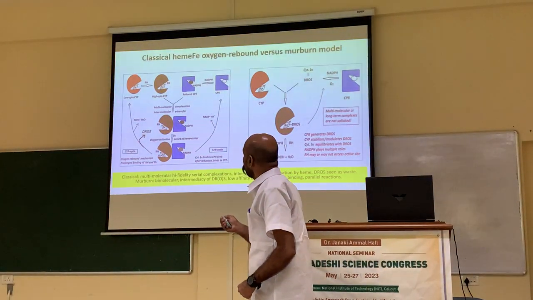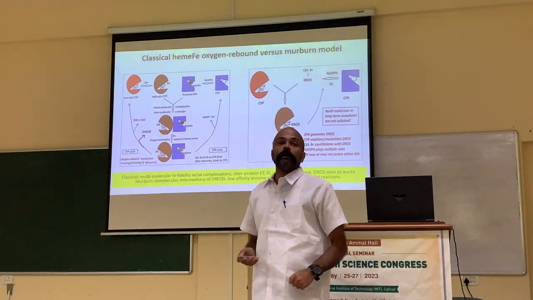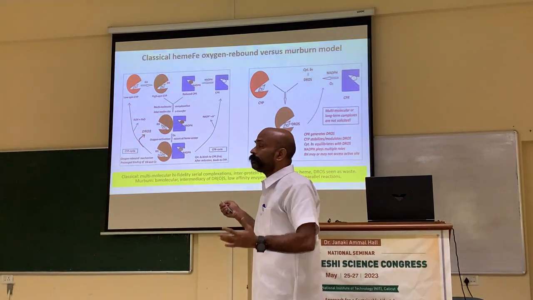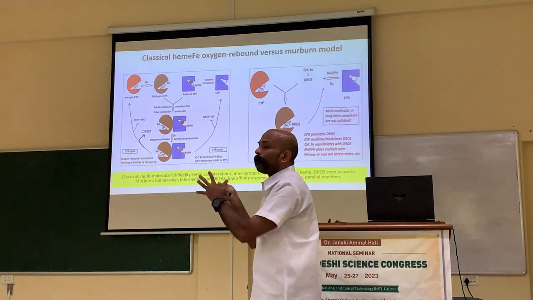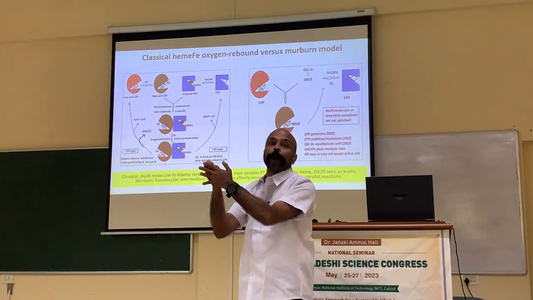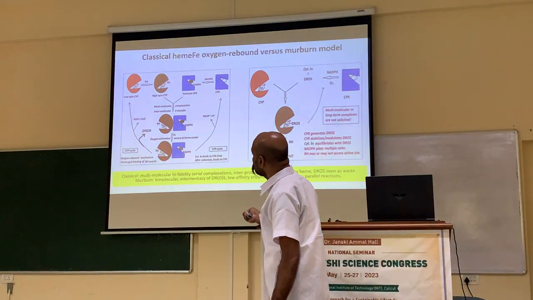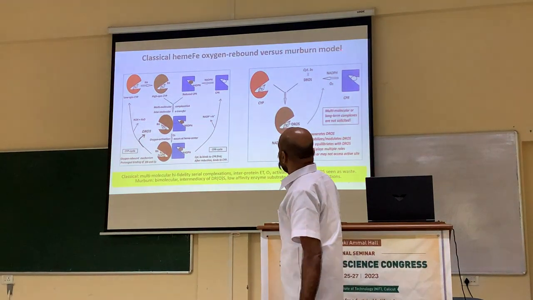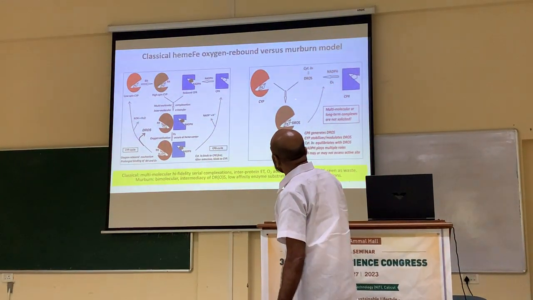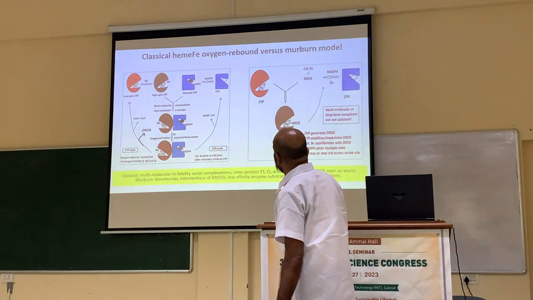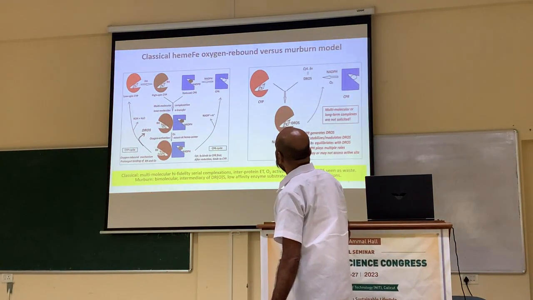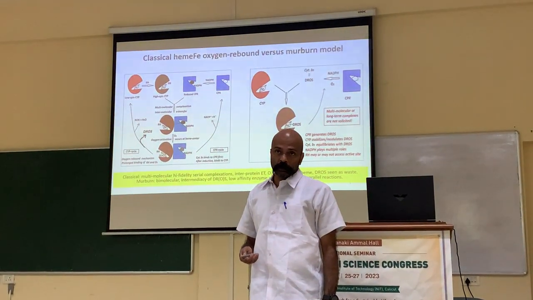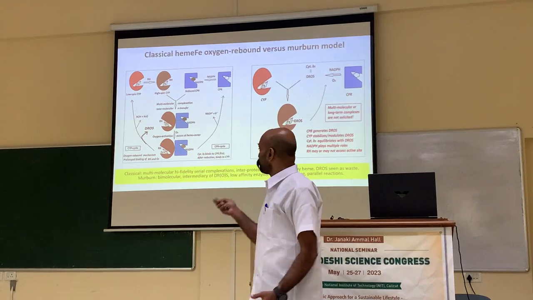Now, the classical model is based on the Fischer-Ostrand model, that is, the substrate binds at the active site and then the reductase comes and pumps electrons through protein-protein molecular interaction. This is the classical theory. In the Murburn model, the reductase activates oxygen, gives superoxide, which is used by the heme enzyme to metabolize the diverse xenobiotics. It's a radically different perspective.